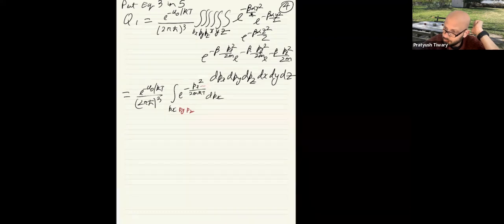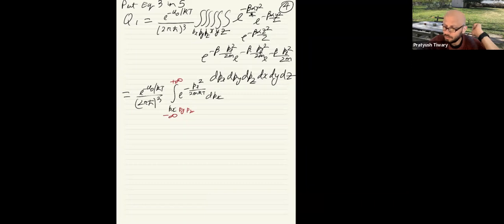The question now is, what is the range of px? When I do this integral, what is the minimum value momentum can take? What is momentum? Momentum is mass multiplied by velocity. Can the velocity be negative? Of course, right? It's not speed, it's velocity. So px can go from minus infinity to plus infinity. Same for py, same for pz.